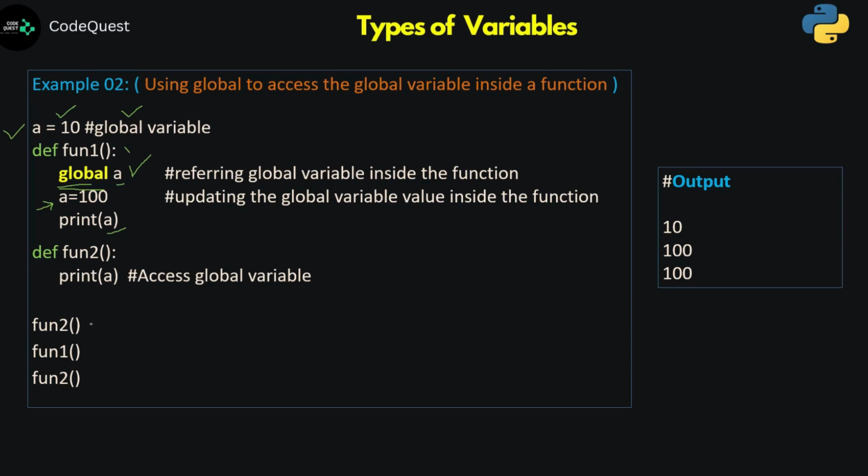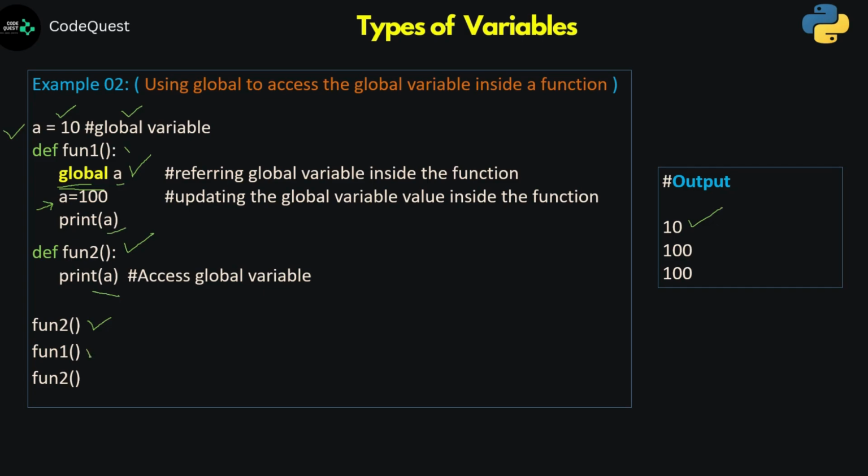Now let's see, when I start calling these functions, say I'm calling fun2. Inside this function fun2, we are printing the value of a. Because I do not have any local variable, of course it is going to access the global variable. But at present, what is the value of a? It is 10. So we'll be getting 10 displayed.